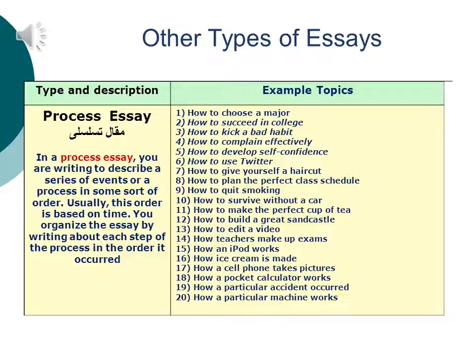In a process essay, you are writing to describe a series of events or a process in some sort of order. Usually, this order is based on time. You organize the essay by writing about each step of the process in the order it occurred.